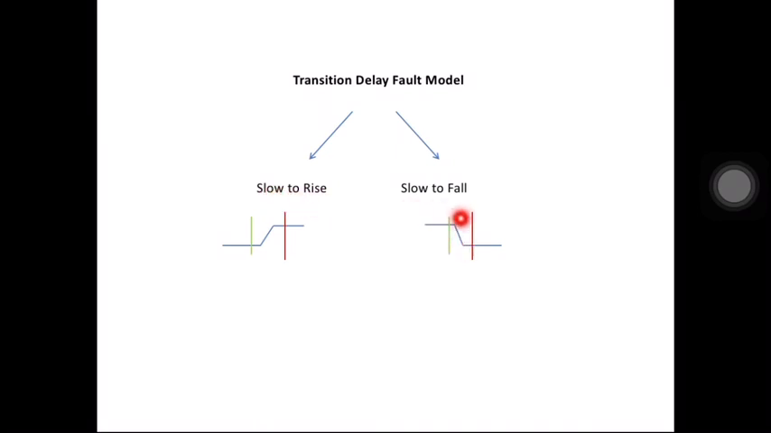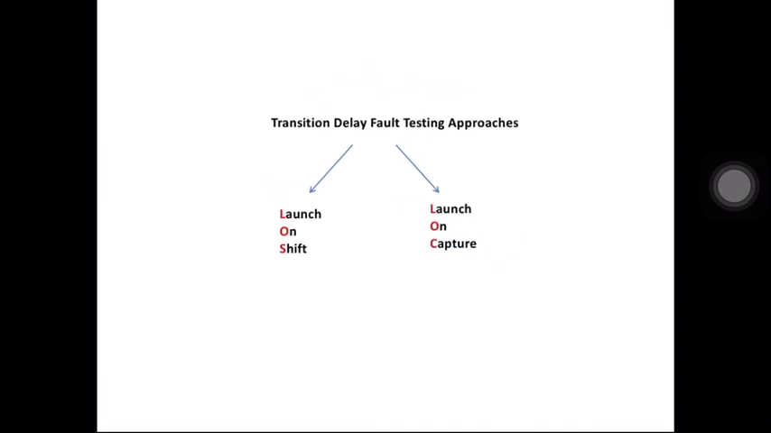Slow to fall means when the system is at the maximum speed of operation, it fails to transit from 1 to 0 at a particular node. This is known as slow to fall fault. Transition delay fault testing approaches are two types. One is launch on shift and the other one is launch on capture.